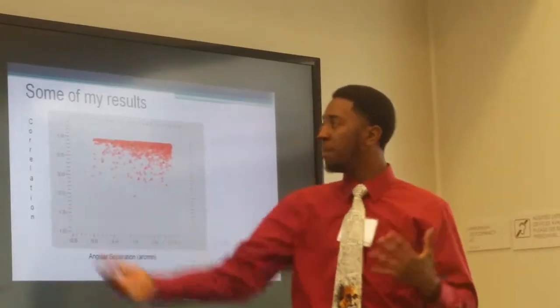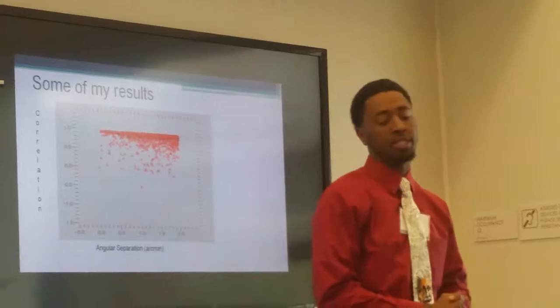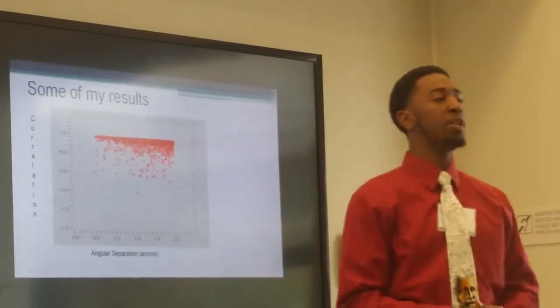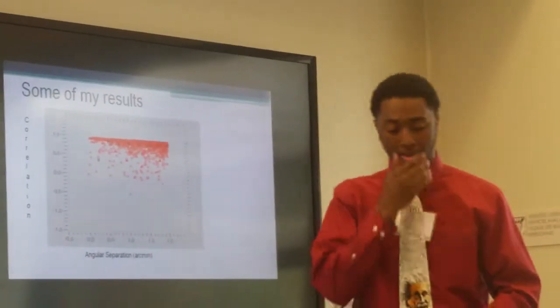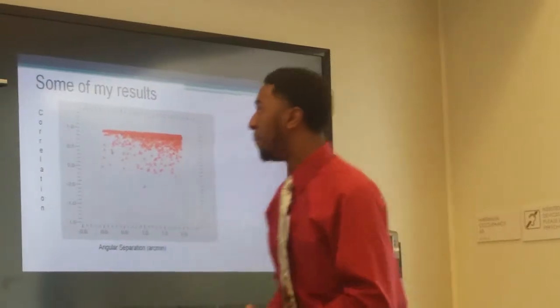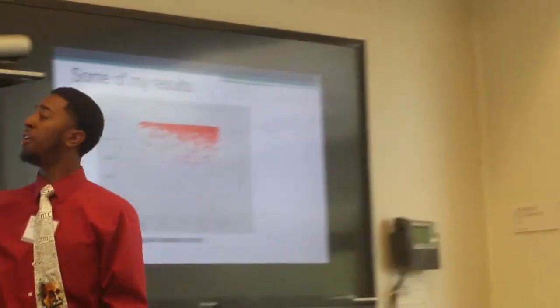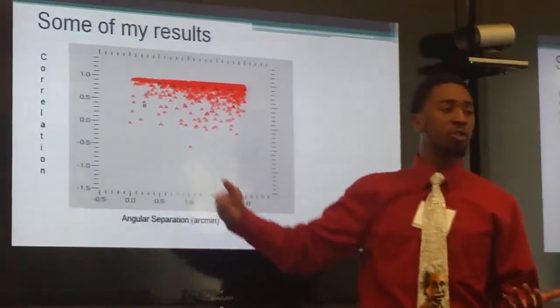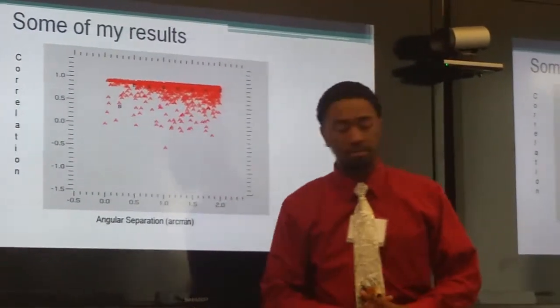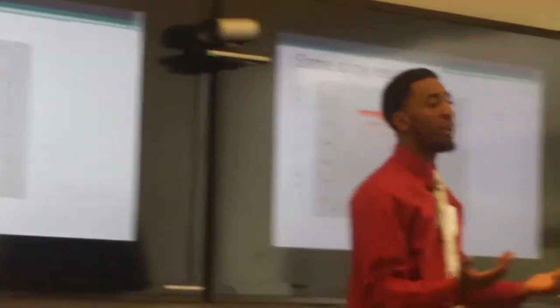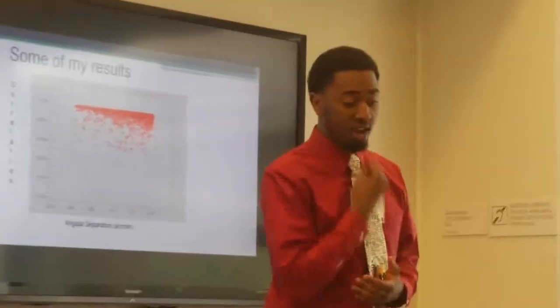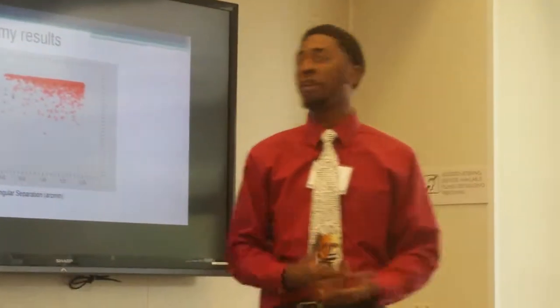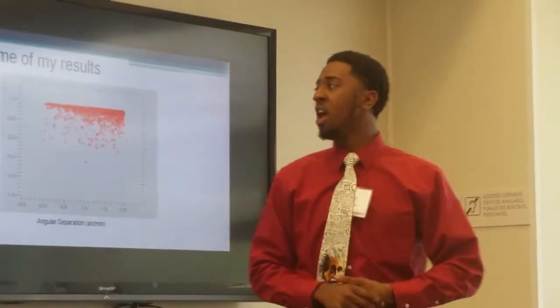I did my research under 2 arc minutes, and under 2 arc minutes, I was able to get 1,500 quasar pairs. What my data is telling me is that under 2 arc minutes, most quasars are highly correlated. Just to let you know, these are preliminary results. My professors and I are still working on whether this is true or not.